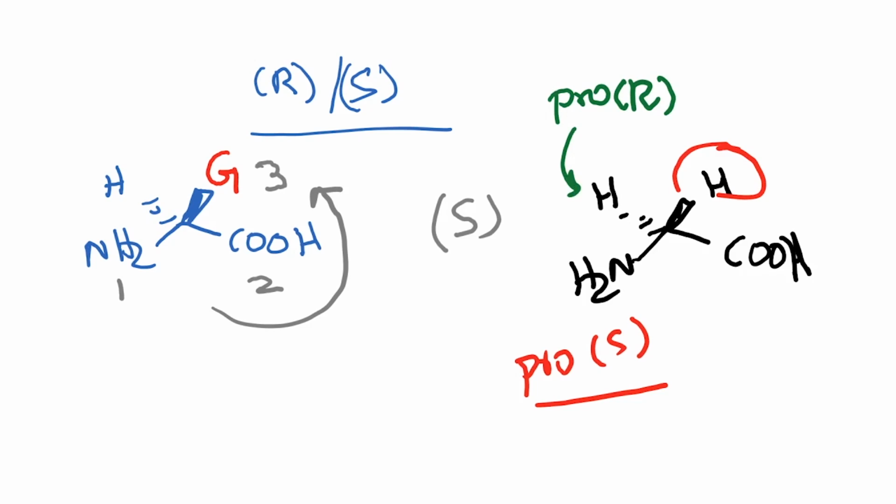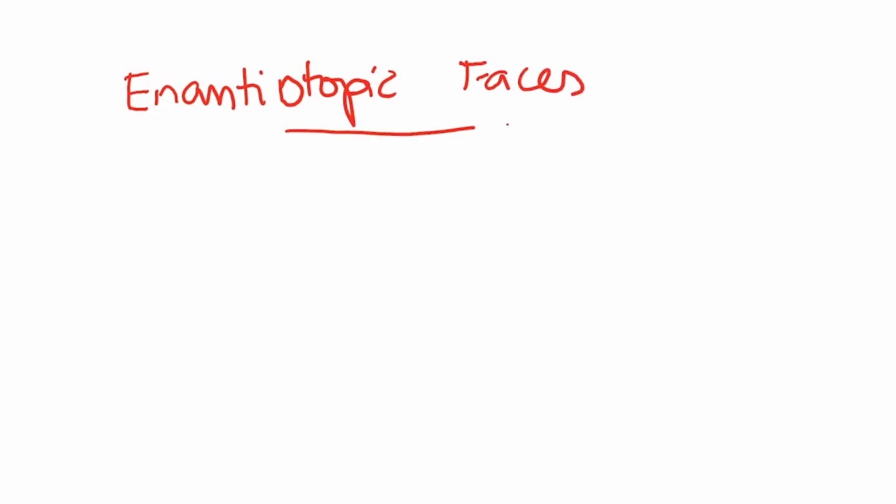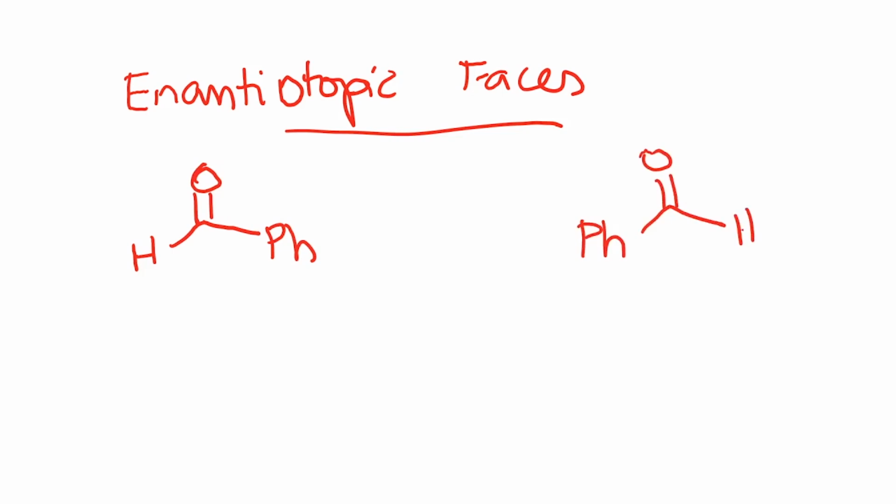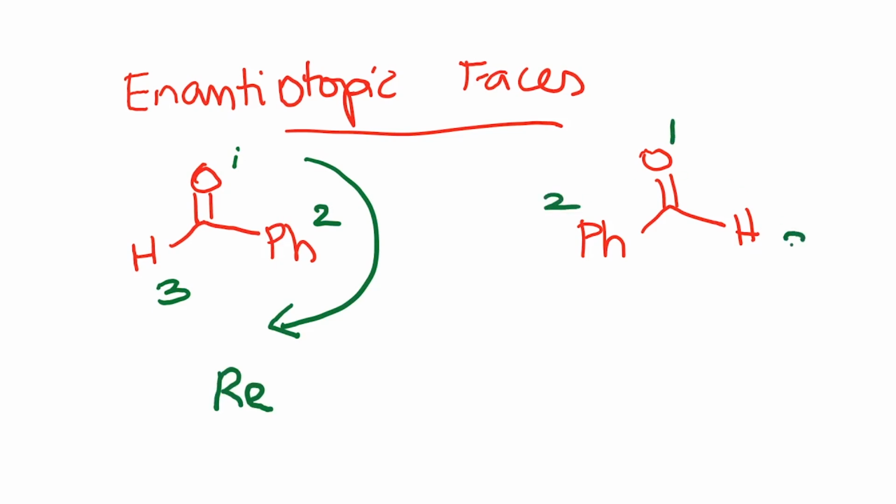Now what about faces? These are already tetrahedral centers, but what about sp2 hybridized centers? These are called enantiotopic faces. We have two faces for a carbonyl, and to make things easy, I'm going to draw it in the following manner: C double bond O with Ph on one side, and the other face is Ph, C double bond O, H. If I number this as 1, 2, 3, this is going to be clockwise, so this is called the Re face. And the same thing, 1, 2, 3, is going to be anti-clockwise, so this is called the Si face.